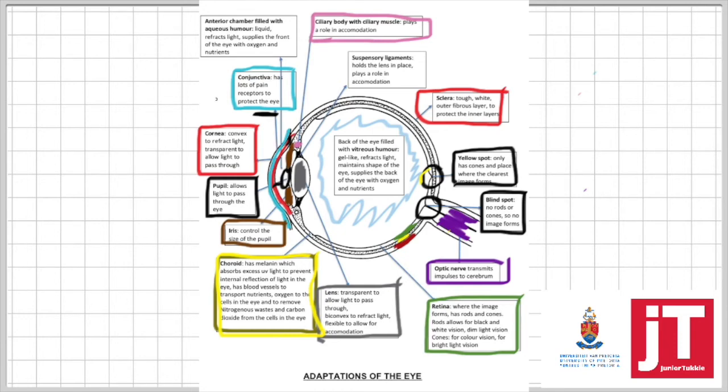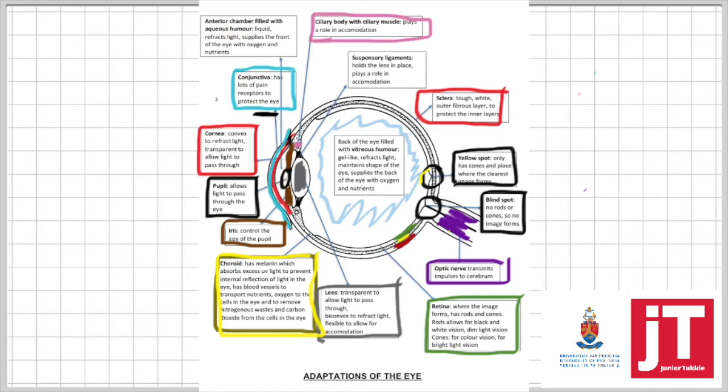Then the part of the eye at the front here, that I'm coloring in a lightish orange, is the anterior chamber. And the anterior chamber is filled with aqueous humor. Aqueous humor is a liquid, and the liquid will also help to refract light and supply the front of the eye with oxygen and nutrients.